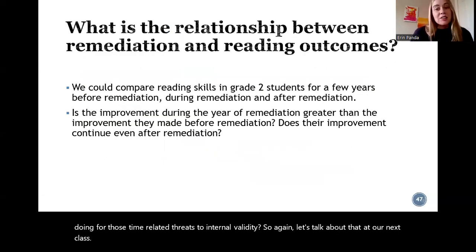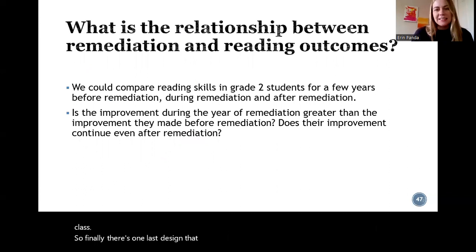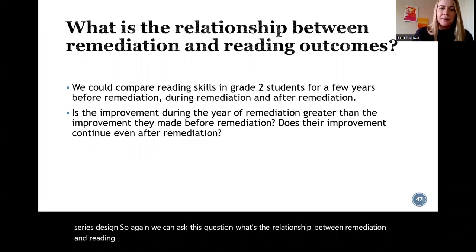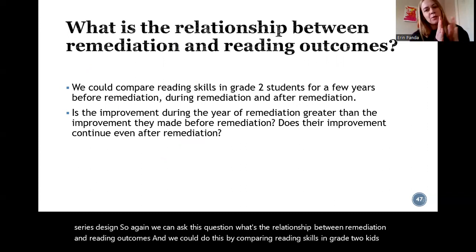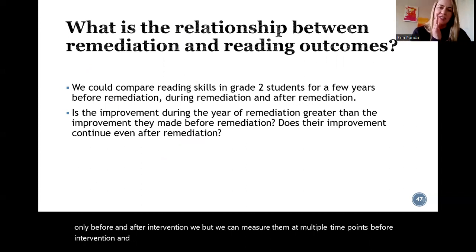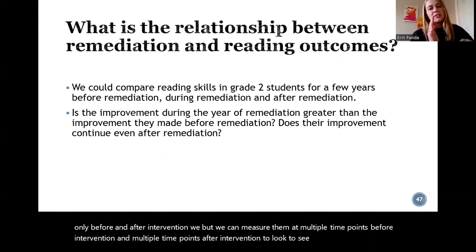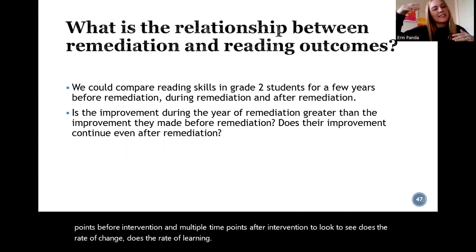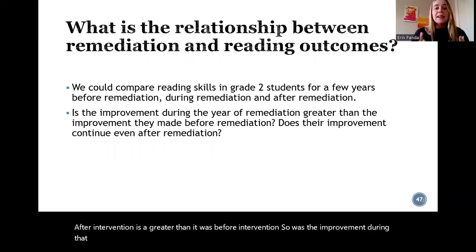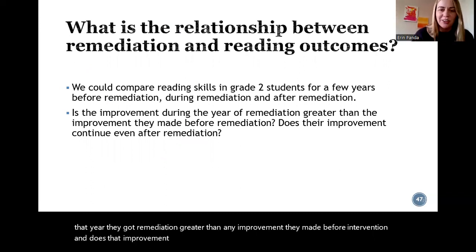So finally, there's one last design that falls into the quasi-experimental category. It's called a time series design. So again, we can ask this question: what's the relationship between remediation and reading outcomes? And we can do this by comparing reading skills in grade 2 kids, not only before and after intervention, but we can measure them at multiple time points before intervention and multiple time points after intervention to see, does the rate of learning after intervention, is it greater than it was before intervention? So is the improvement during that year they got remediation greater than any improvement they made before intervention? And does that improvement continue even in the years that follow?